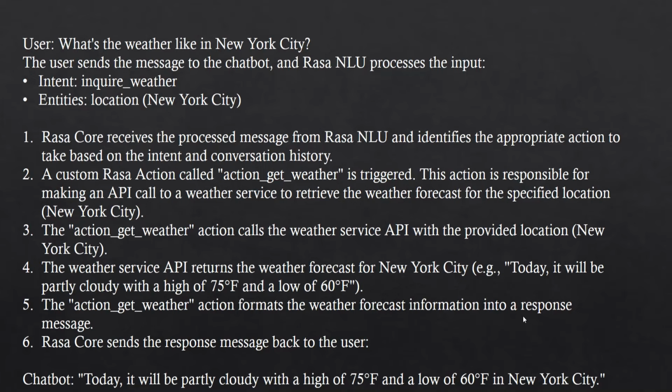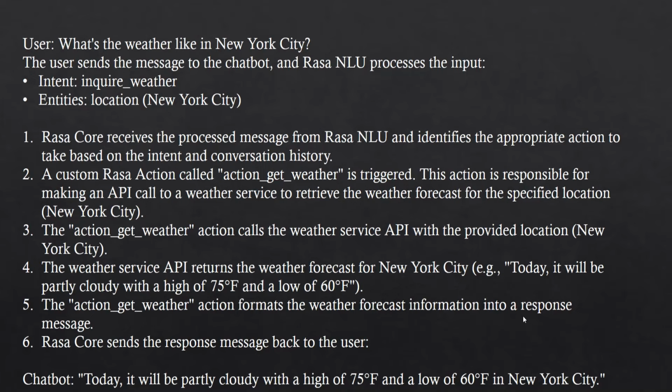This action is responsible for making an API call to a weather service to retrieve the weather forecast for the specified location, for example, New York City. The action get weather action calls the weather service API with the provided location. Now, the weather service API returns the weather forecast, like today it will be partly cloudy, with a high of 75 and a low of 60.